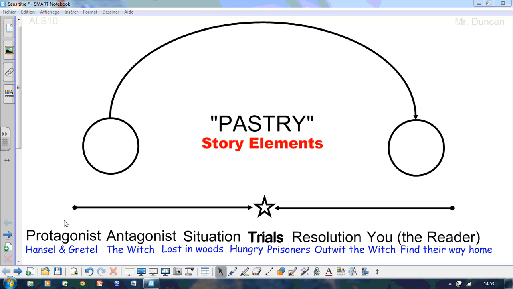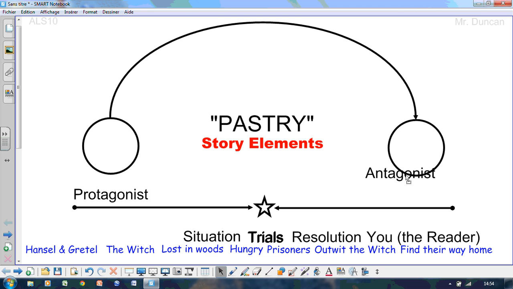The P in the word PASTRY stands for protagonist. The protagonist is the hero of the story. That's the character that we want to follow. We root for them. We hope that they overcome all of the obstacles and that ultimately they come out the other end of the story successful.